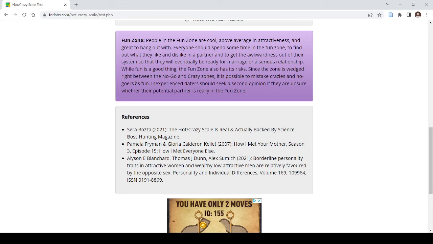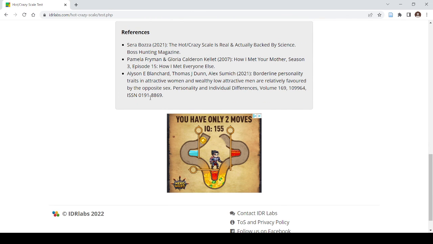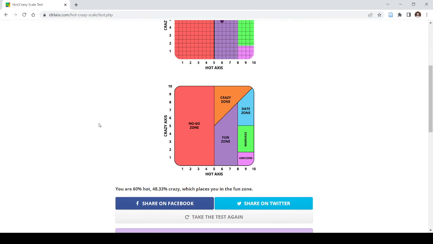Okay. Where was I? Oh yeah, here. Since the zone is wedged right between the no-go and crazy zones, it is possible to mistake crazies and no-goers as fun. Inexperienced daters should seek a second opinion if they are unsure whether their potential partner is really in the fun zone. Okay, and here are some references. I'm not gonna get into those. But yeah, those have been my results.